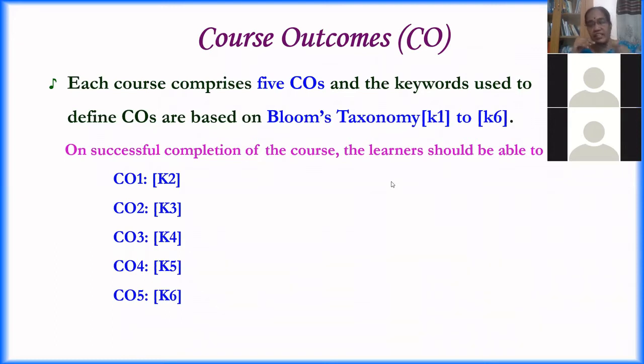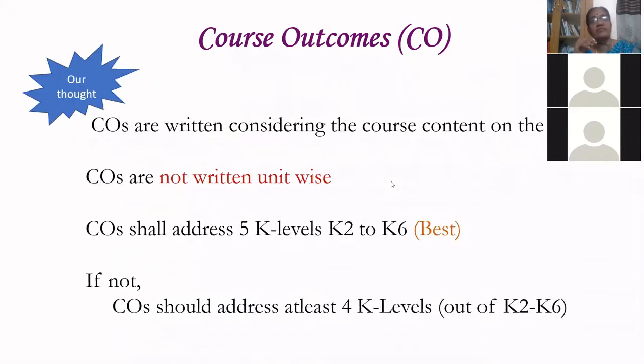Another thing is, I'm not saying that this is a fixed format. This is a format we used in our college, but you can have your own format. You can also decide how many K levels you want to have for a particular program. It is best if you have all the levels. K1 and K2 can be merged, so whenever I say K2, it will also address K1. So we'll usually have the 5 levels, K2 to K6.